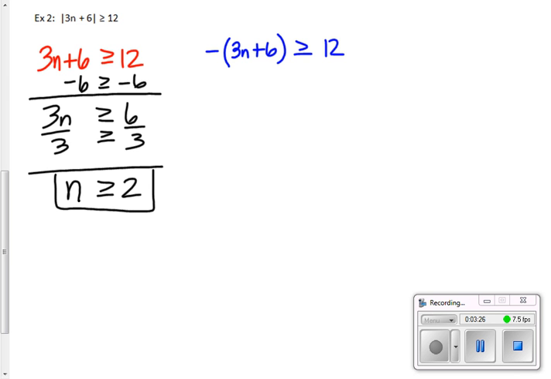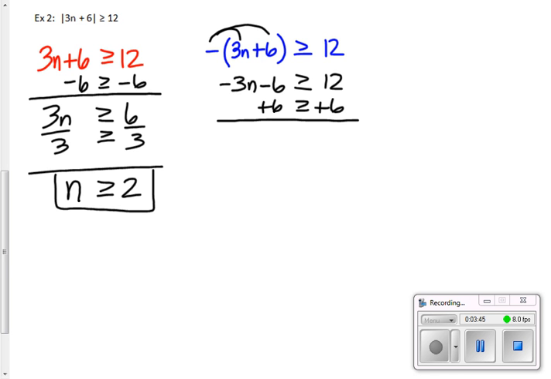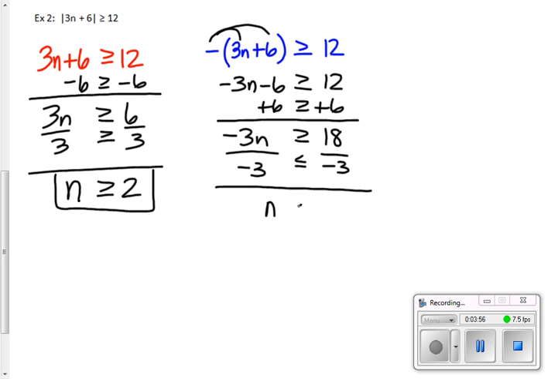Second one, remember what we did last time is we got rid of the negative by dividing because that negative is being distributed into that. Another way you could go ahead and solve this is actually distribute the negative, and I'll try this approach here. So we have negative 3n and a negative 6, which is greater than or equal to 12. We're going to add 6 to both sides. We get negative 3n is greater than or equal to 18. Divide by negative 3. When you divide by negative 3, your inequality is going to flip. So we have n is less than or equal to negative 6.